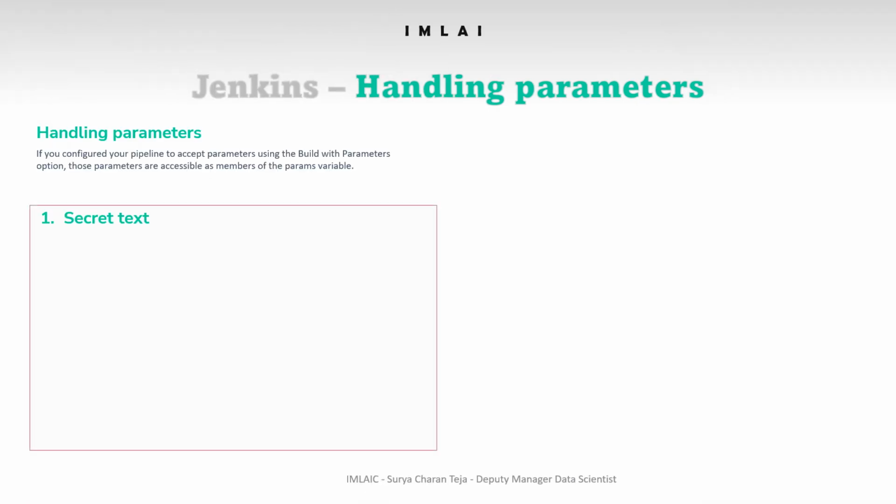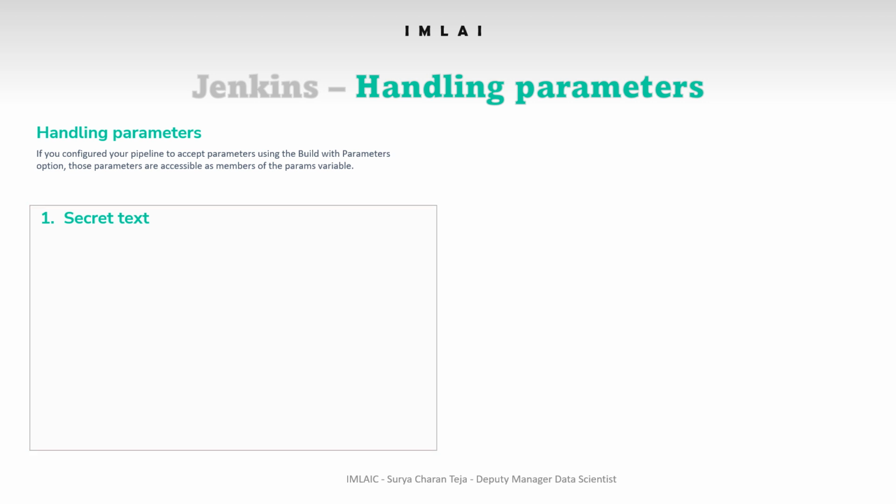So now let's do a few examples for handling parameters. Declarative pipeline supports parameters out of the box, allowing the pipeline to accept user-defined or user-specified parameters at runtime via the parameters directive.